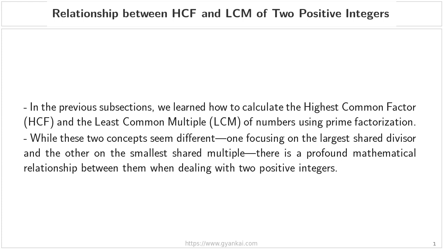shared multiple. However, as we are about to discover in this lesson, there is actually a profound and beautiful mathematical relationship that exists between them, provided we are dealing with two positive integers. Keep this in mind, because this connection is going to make solving complex problems much simpler.